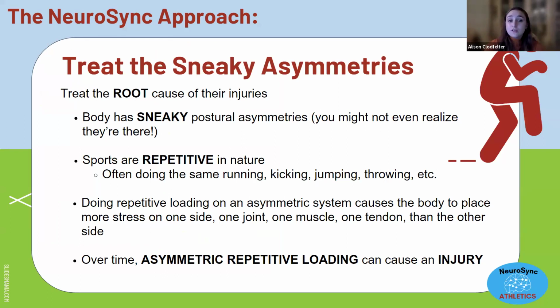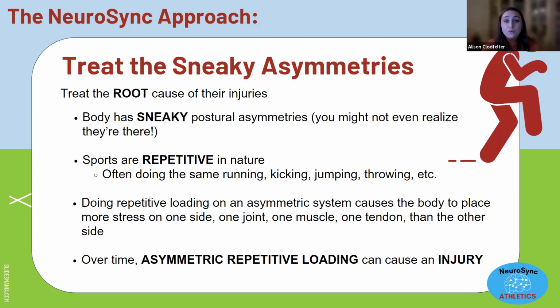So with our NeuroSync approach, we like to first treat our sneaky asymmetries. Often asymmetries are missed in athletes, but they tend to be the root cause of an injury. Our bodies have sneaky asymmetries as well. You, me, everybody walking around, you might not even realize they're there, but a lot of times they are.